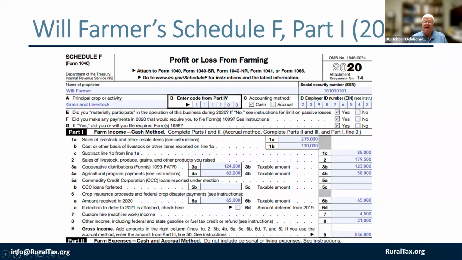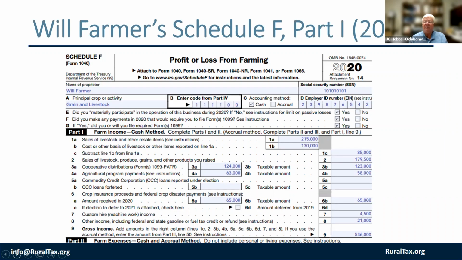Pretty much the same items that we're looking at. 1C, that's the sale of livestock, just without the basis coming in there. That's 85,000. Then we go look at raised animals, 179,500. Co-op distributions, again, we had some non-farm items in those patronage dividends. So the $123,000 less than what was reported on line 3A.